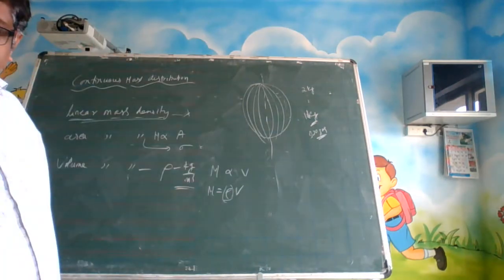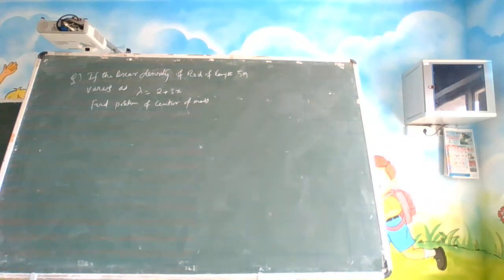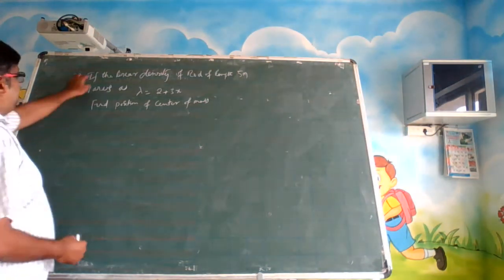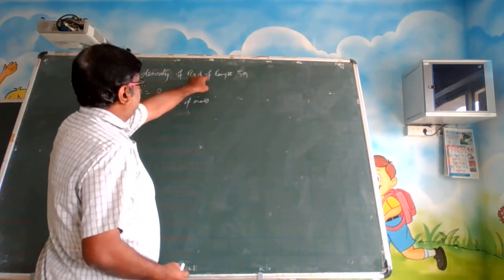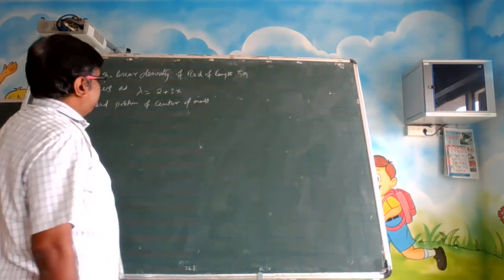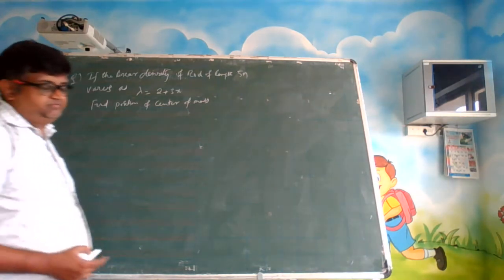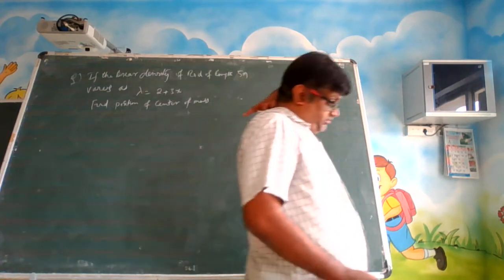See, the question can be given like this. If the linear density of a rod of length 5 meter varies as lambda is equal to 2 plus 3x, then find the position of center of mass. Okay, the question is like this. So here linear density is given to you and we have to find out.